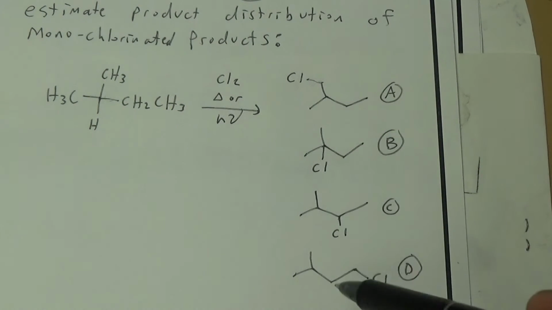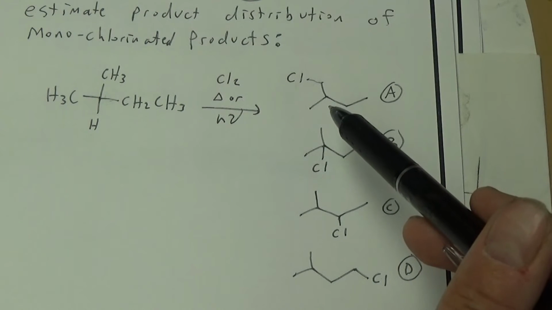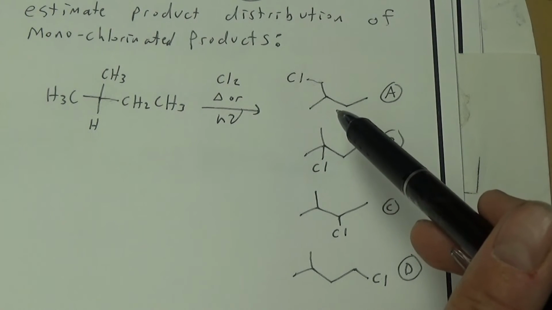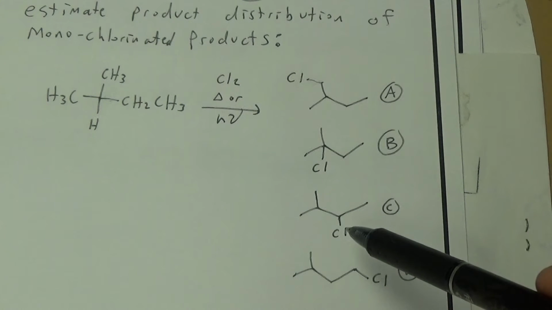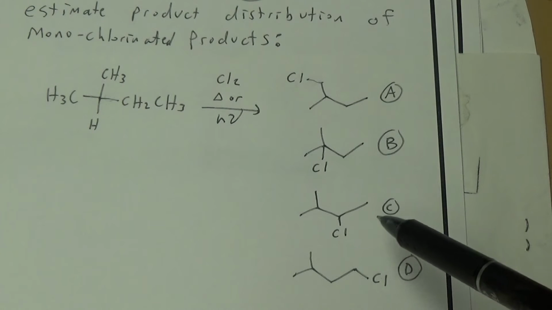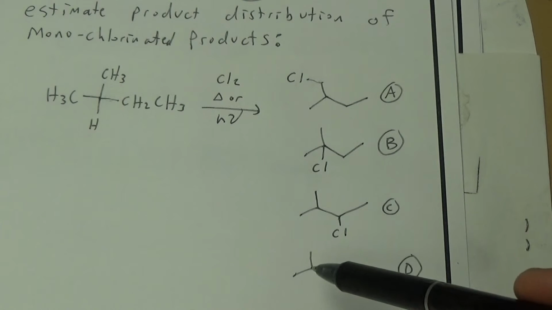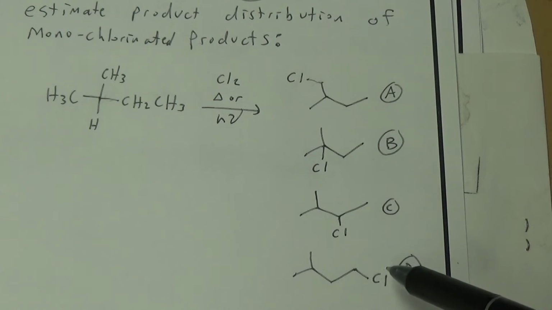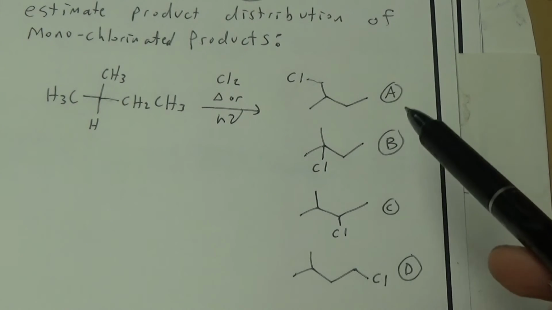You should be able to name all of these. It looks like this is 1-chloro-2-methylbutane. This is 2-chloro-2-methylbutane. I think this is 2-chloro-3-methylbutane. And this is 1-chloro-3-methylbutane. So writing the names out will also help you here.